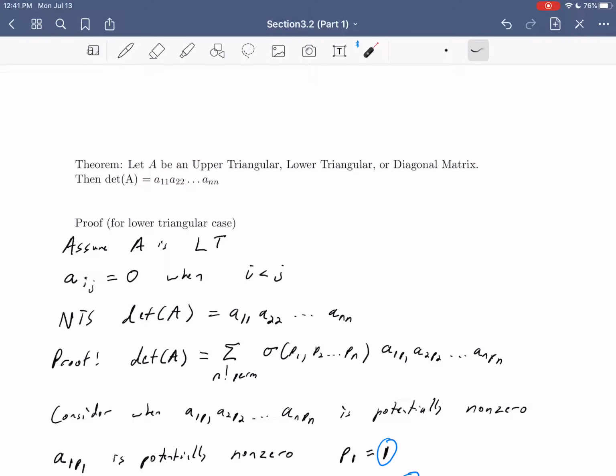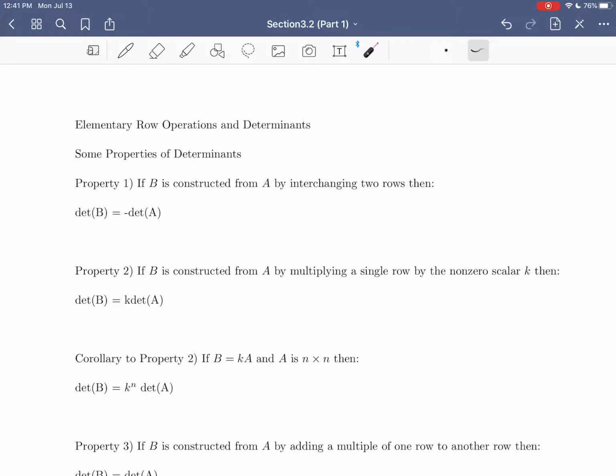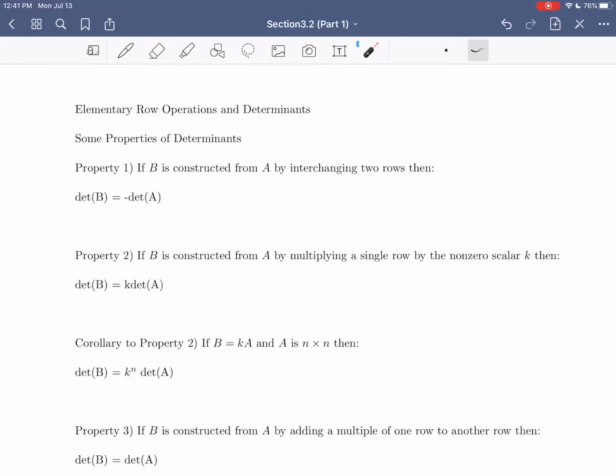So we're going to begin talking about some properties of the determinant. We're going to do a few in this video, and then we'll do some more in later 3.2 videos. So let's start off with three basic properties of the determinant that all relate to the different elementary row operations. So, elementary row operations and the determinant. We're going to have three properties here, one corresponding to each elementary row operation.